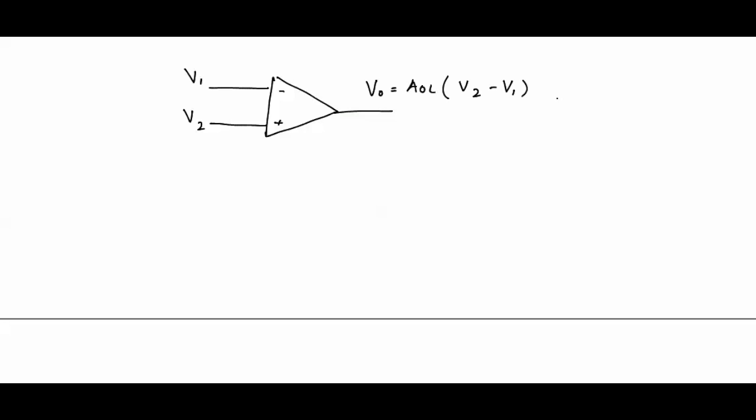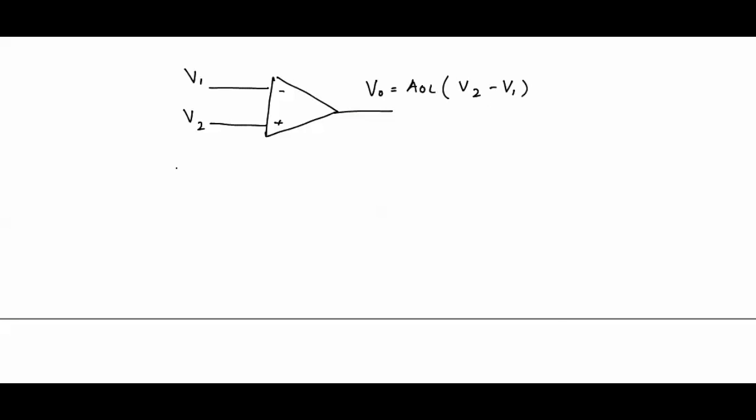So we have already discussed that if we apply two voltages at the input, V1 voltage at the inverting input, V2 voltage at the non-inverting input, it generates an output which is equal to AOL, the open loop gain, into V2 minus V1. Basically it amplifies the difference in the voltages applied at the input.